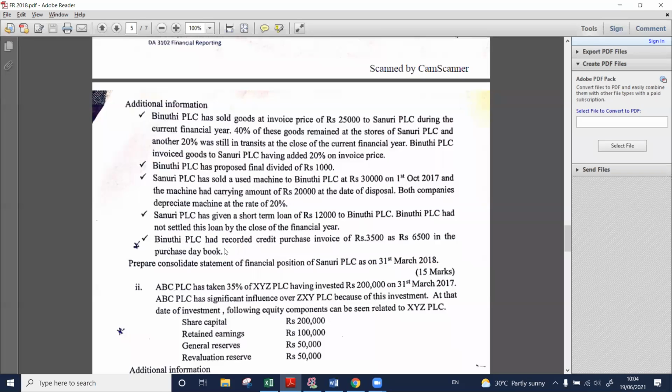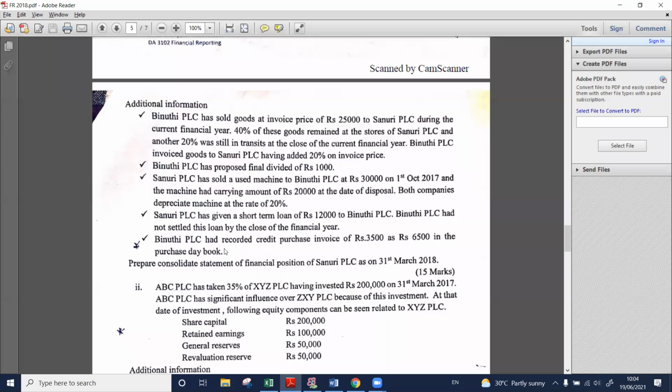Binuti PLC had recorded a credit purchase invoice of 3,500 as 6,500 in the purchase day book. Right? A credit purchase invoice of 3,500 as 6,500. An invoice of 3,500 was recorded as 6,500, so an extra 3,000 has been recorded. So how can we rectify that? How can we rectify this issue?